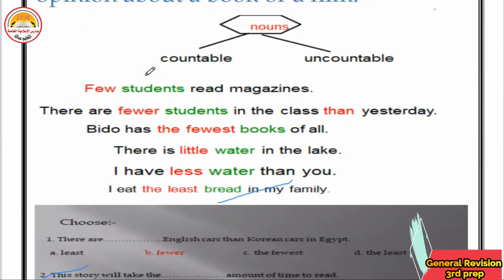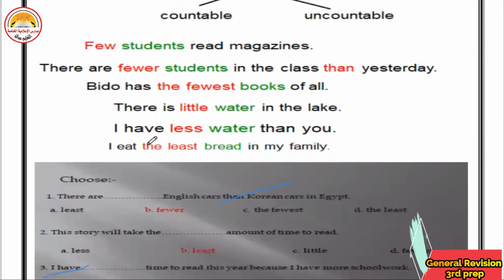Ali, can you answer me? We use few with countable or uncountable nouns. Hamdi. Okay, can you hear me? We use few with countable nouns. With countable nouns.